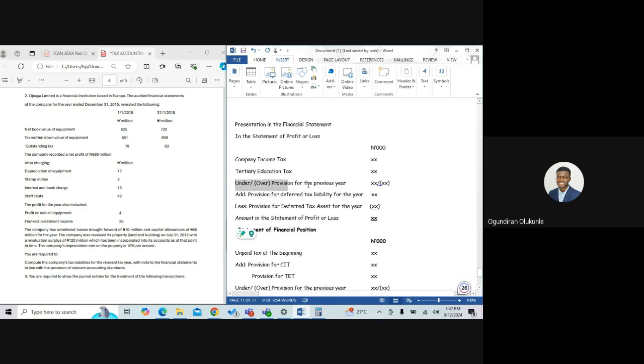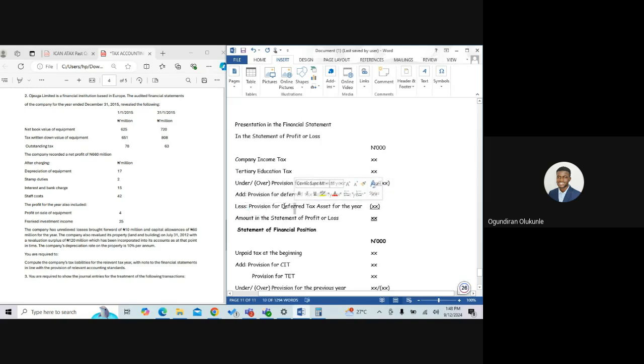Then you have under or over provision. If it is under provided in the last year, it means you have to increase your provision this year to meet up with the under provision you made last year. But if it is over provided, that means you provided more than you paid. It means you deduct that amount from this year's amount, right? Then if you have provision for deferred tax liability during the year, you add it to it.